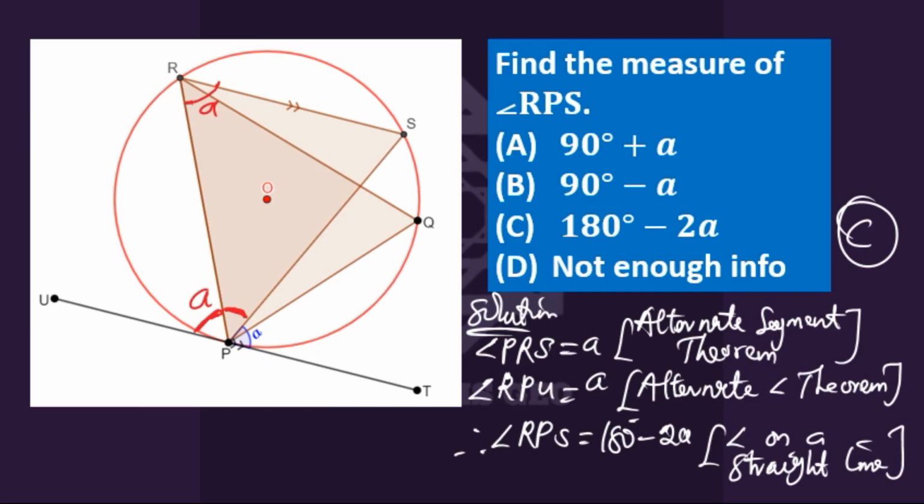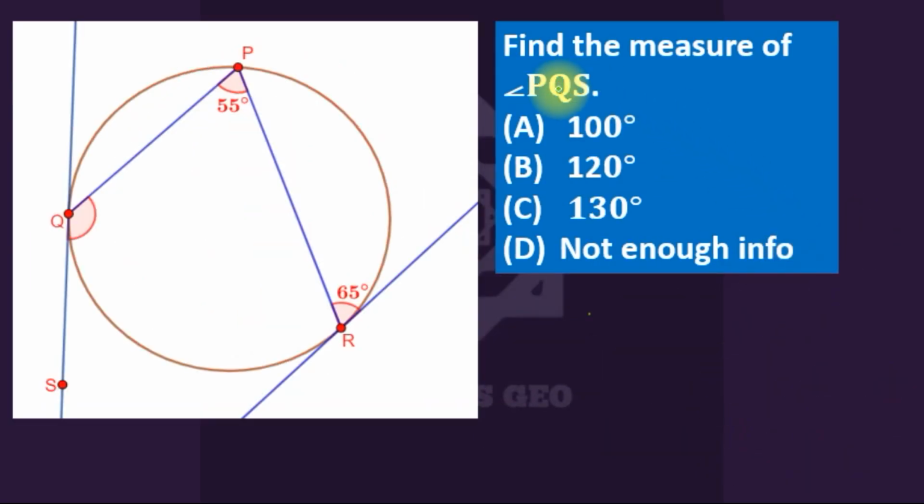So let's look at this one. We're asked to find the measure of angle PQX. Without wasting time, let's add an auxiliary line running from Q to R. Since I'm seeing a tangent line here, this is 65 degrees based on the alternate segment theorem. And also, this is 55, based on that same alternate segment theorem. So our answer is 120, option B.